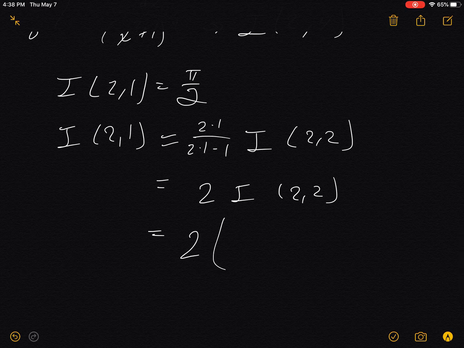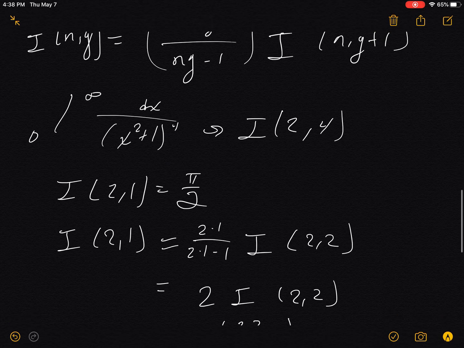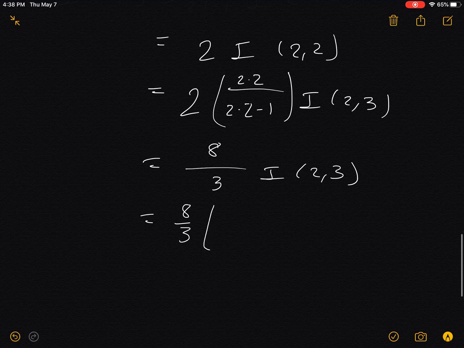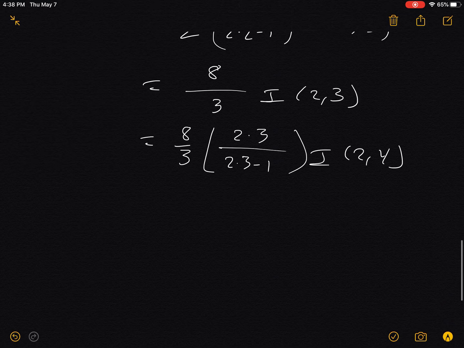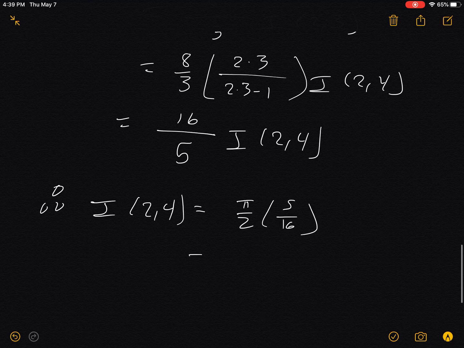Then I of 2, 3 equals 2 times 2 minus 1 over 2 times 2, times I of 2, 2. Now for the fourth power, I of 2, 4 equals 2 times 3 minus 1 over 2 times 3, times I of 2, 3. Multiplying it all together, you're going to have 16 over 5 times I to the fourth. Therefore, I of 2, 4 equals pi over 2 times 5 over 16, which is 5 pi over 32.